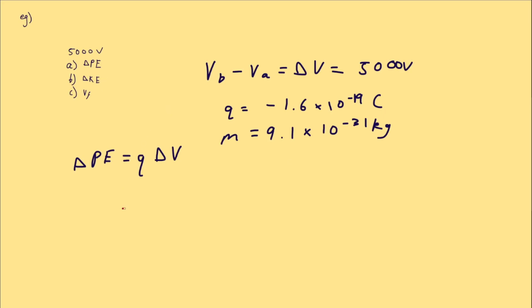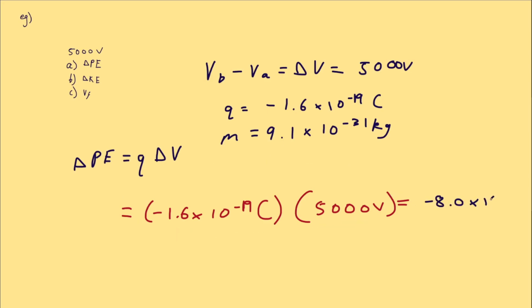Let's sub in our values. So change in potential energy is equal to the charge, which is negative 1.6 times 10 to the power of negative 19 coulombs. I keep forgetting to write the 1 there. Multiplied by the change in V, which is 5,000. The answer to this is negative 8 times 10 to the power of negative 16 joules of energy. So this is how much the potential energy changed. It's negative because the potential energy went down. The energy was released and turned into kinetic energy.